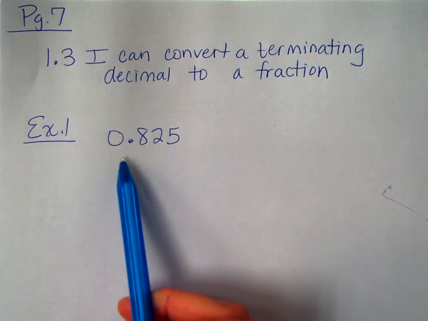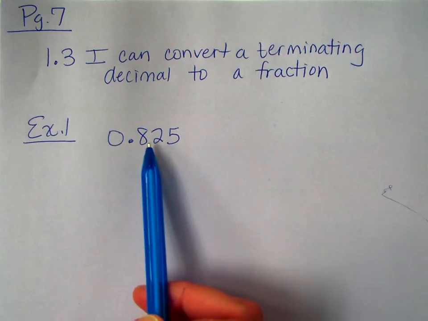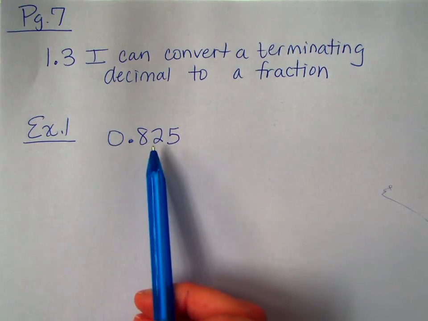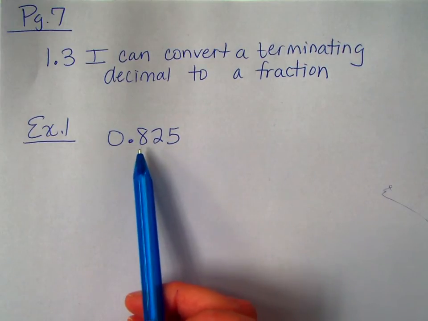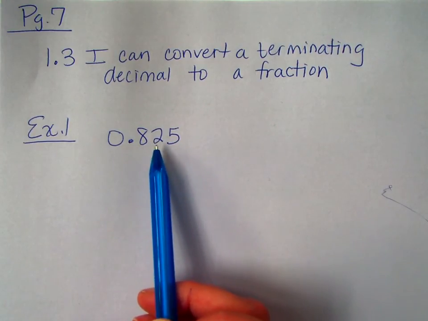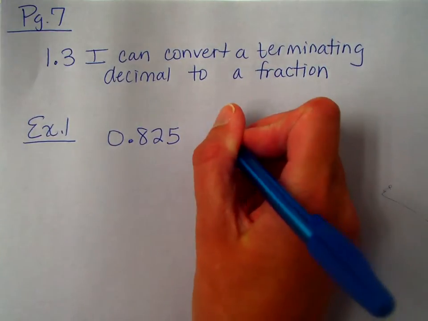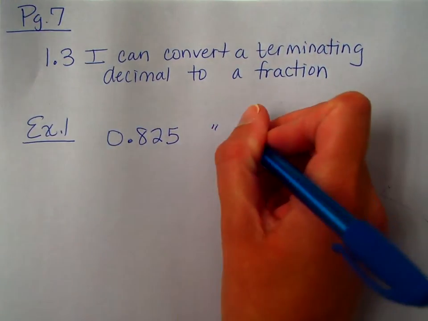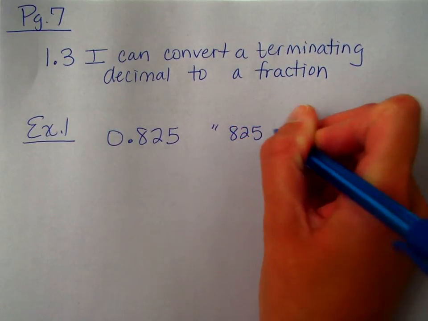Sometimes we get in the bad habit of saying this would be 0.825. I want you to actually read it properly using your place value. What would this number read as? Yes? 825 thousandths. Very good.